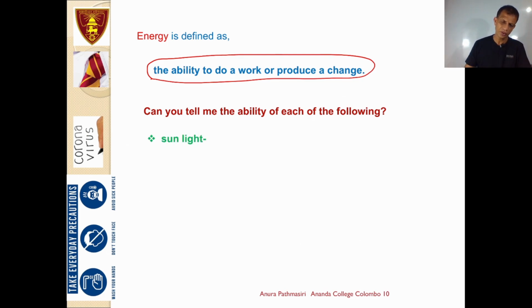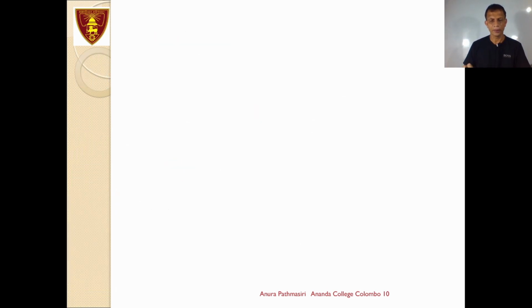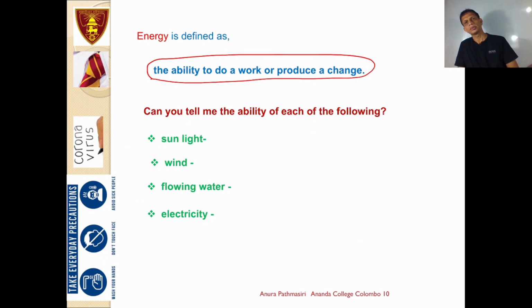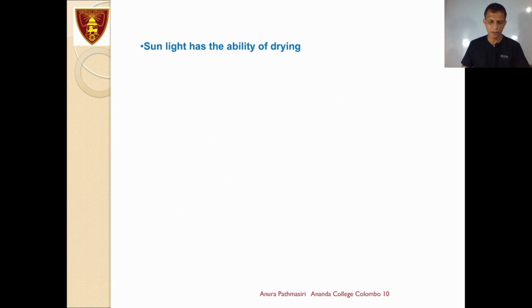Let me see. Sunlight. What is the ability that sunlight has? Not only one, it has many. Wind, flowing water, electricity. Well, when we go to the lessons and we think of the areas, sunlight has the ability of drying clothes, doing photosynthesis, generating electricity.